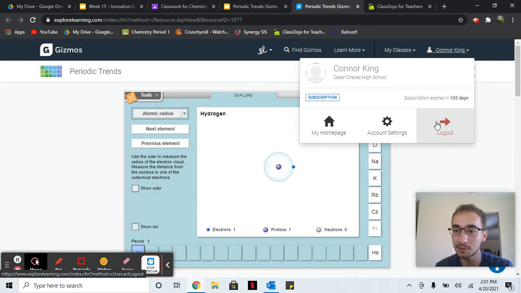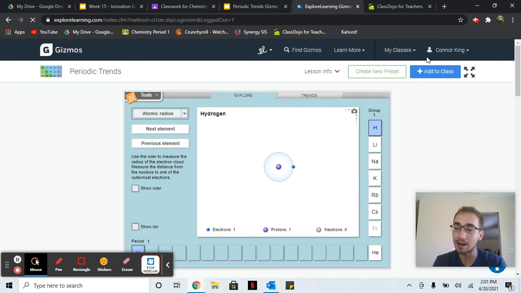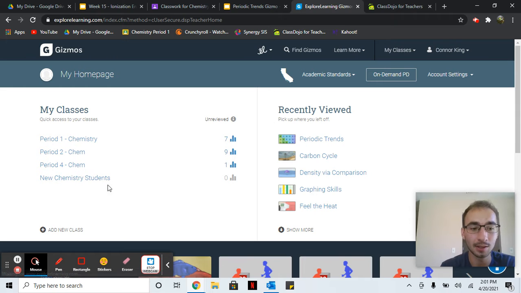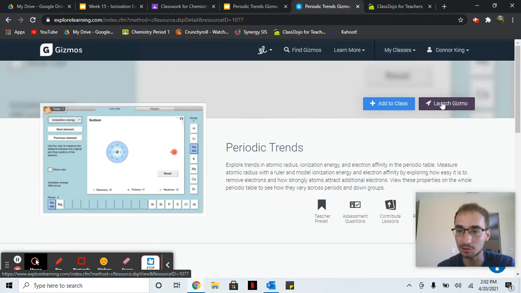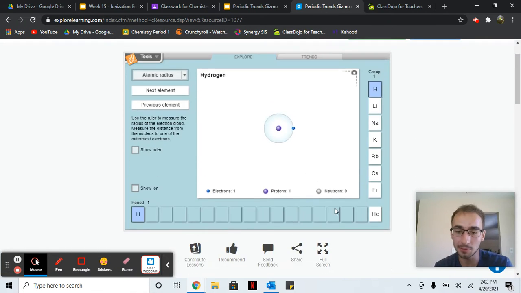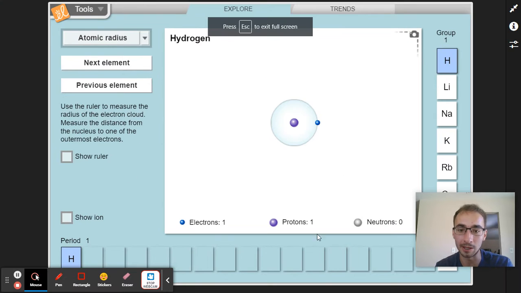And something to note is I have my login saved on my computer, so I never have to type it in again, which is really convenient. Next, click launch, little spaceship. And you may remember this Gizmo from last week, but it's going to be a little different now.